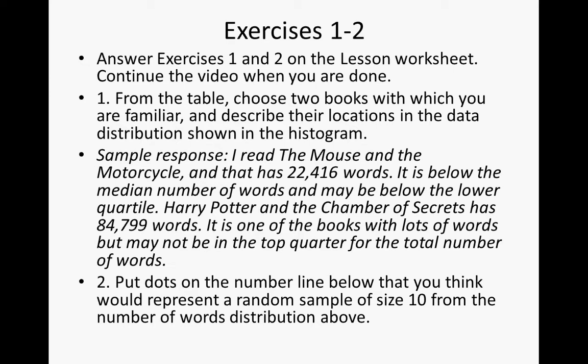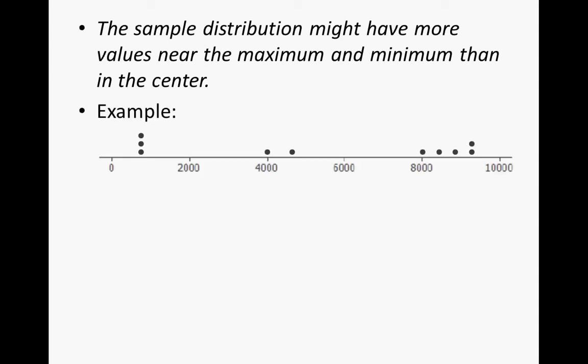Alright, for number 2, put dots on the number line below that you think would represent a random sample of size 10 from the number of words distribution above. So again, you're doing a sample size of 10, so you want to pick 10 books and put dots on the number line to represent that. A sample distribution might have more values near the maximum and minimum than in the center. And an example of your dot plot would look something like this.